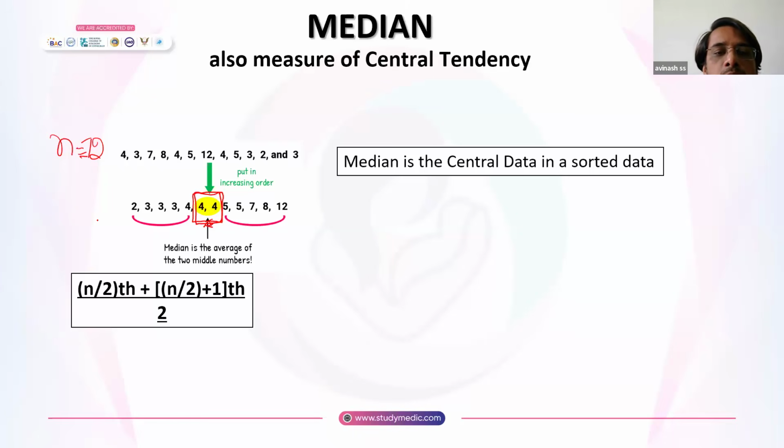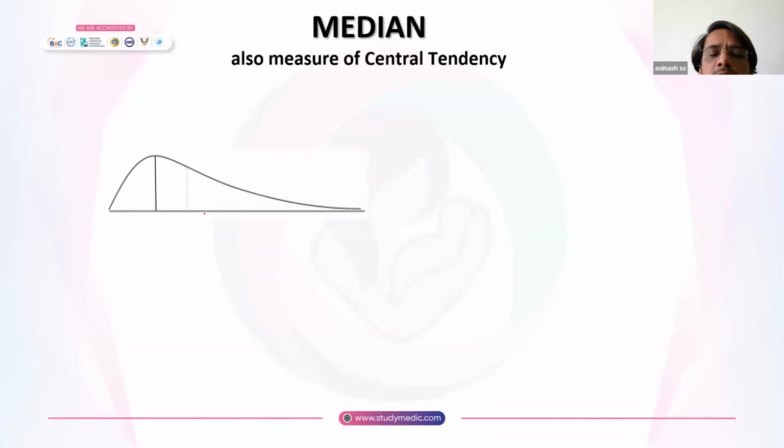The formula also we can use. The formula is the n by 2th value and the next value. N by 2th value is the 6th value and the next value is the 7th value. We can take the average of the n by 2th value and the next value. Here that would become 4. Okay, so both formulas you can use.